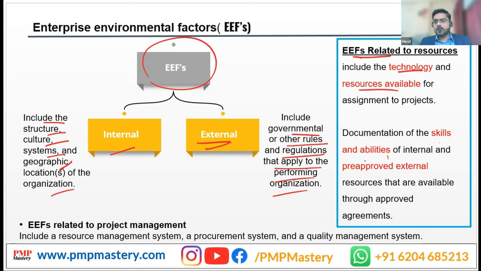So these are factors impacting your project in terms of resources, meaning whatever available resources you have in your organization, you are going to use in your project. Documentation of skills, abilities, internal and pre-approved external resources that are available through approved agreements. So these are all related to the resources. Also, you will have EEF related to project management. So how you will be doing the project management in your project, somehow it will also be impacted.